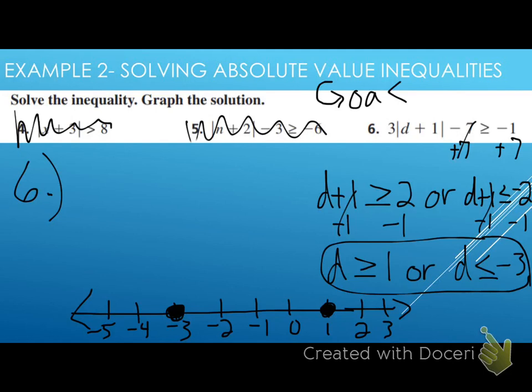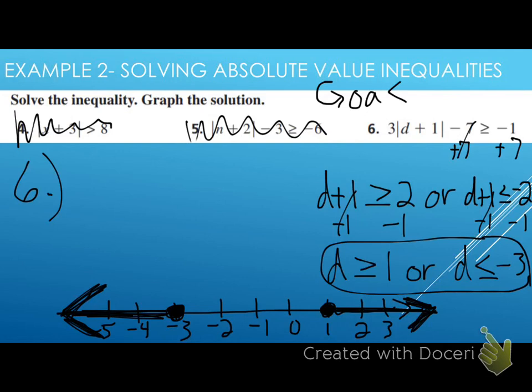Do I want the intersection or the union of the two graphs? Union. It's an or compound inequality. So I'm just graphing the two graphs on the same number line. D is greater than or equal to 1. That'd be to the left or right of 1? Right. D is less than or equal to negative 3. Left or right of negative 3? Left. And I'm done with the problem.